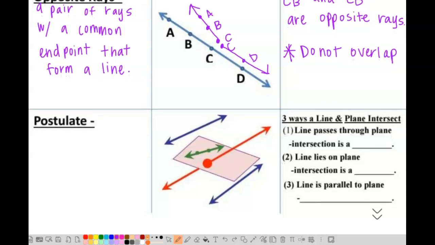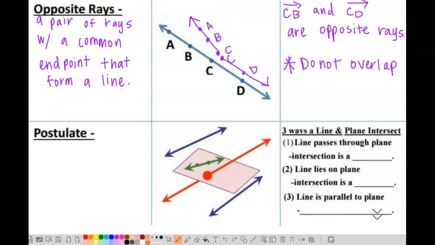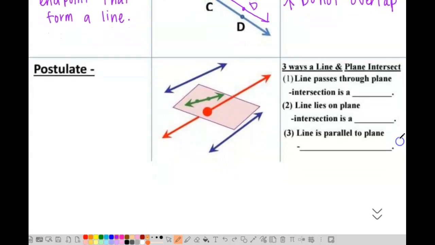Okay, the next part of the notes, we have 5 postulates. What is a postulate? Does anybody know? No? A postulate is a basic true statement that is accepted, okay? And we have a lot of those in geometry. And so a long time ago, a mathematician wrote them down, and then now we have them. So, very important that you number them. So this is postulate number 1.